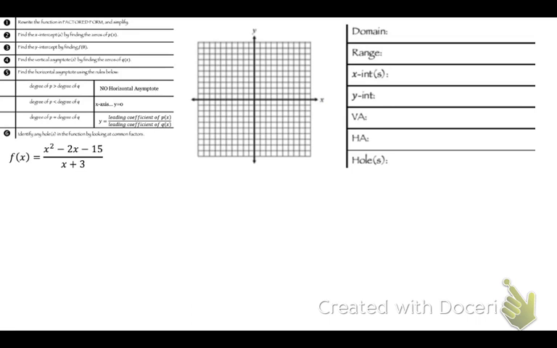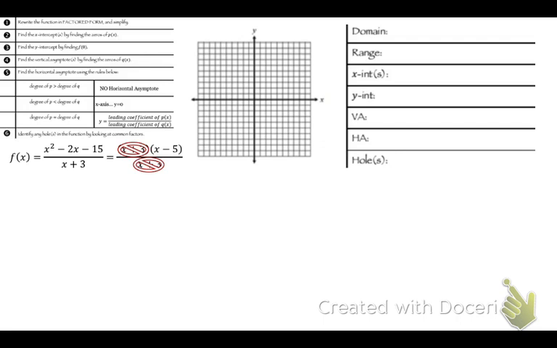Okay, let's do another one. So we have to factor this first. That factors to x plus 3, x minus 5 over x plus 3. Now those x plus 3's cancel. This is where we're finding the hole.